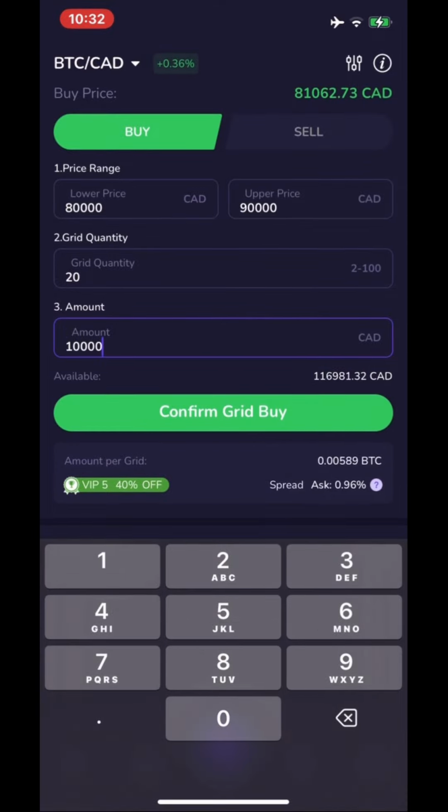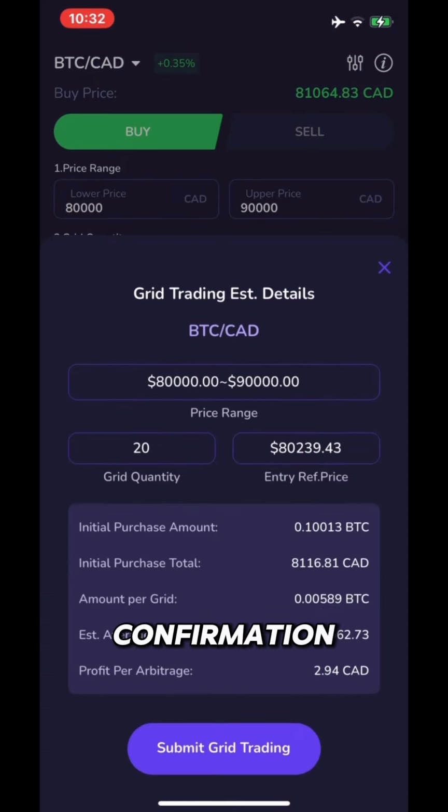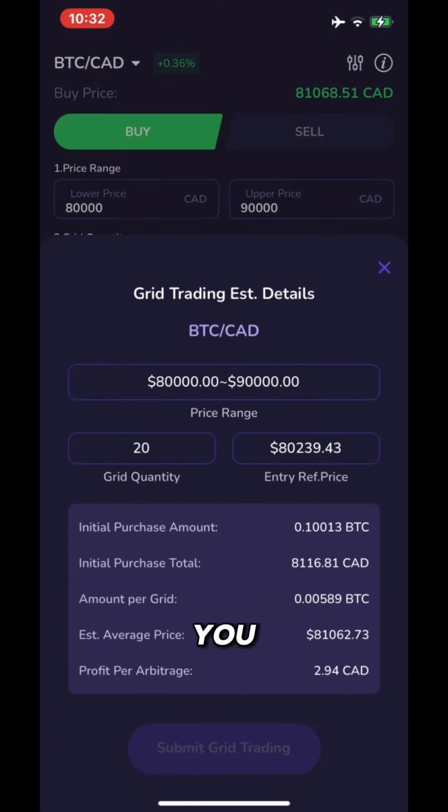Third, select the amount you want to allocate to this grid trade. I'm going to put 10K. This is your initial deposit allocated to the grid trade. This means that anytime the price crosses the 20 grid levels between 80 to 90K, a buy or sell order gets executed. You'll be taken to a confirmation screen outlining your details, which you can confirm.